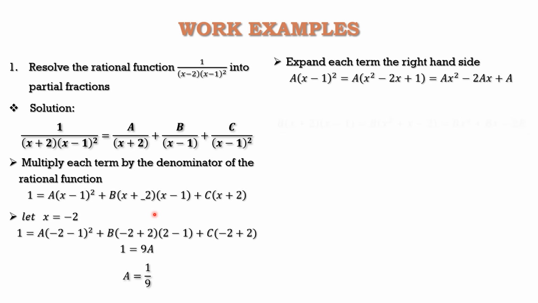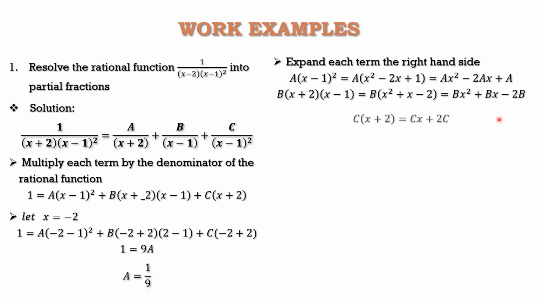Then I'll take the next one, which is B(x + 2)(x - 1). The same thing, I will expand this before multiplying the B. Then when you expand and multiply the B, we have Bx² + Bx - 2B. You take your time, then you do it nicely. Then I'll take the last one, C multiplying (x + 2). That will give us Cx + 2C. So I'm going to sum all these expansions and group like terms. I'll group Ax² and Bx² as like terms; -2Ax, Bx, and Cx as like terms; and the constants A, -2B and 2C as like terms.